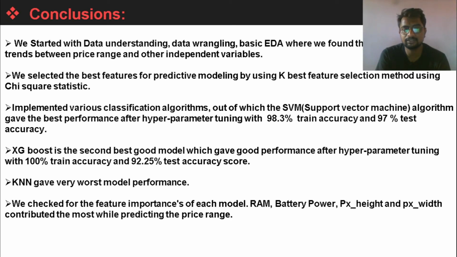We implemented various classification algorithms, out of which the SVM algorithm gave the best performance after hyperparameter tuning, with 98.3% training accuracy and 97% test accuracy. XGBoost is the second best model, which gave good performance after hyperparameter tuning with 100% train accuracy and 92.25% test accuracy score. KNN gave very poor model performance. We checked the feature importances of each model, where RAM, battery power, pixel height and pixel width contributed the most while predicting the price range.